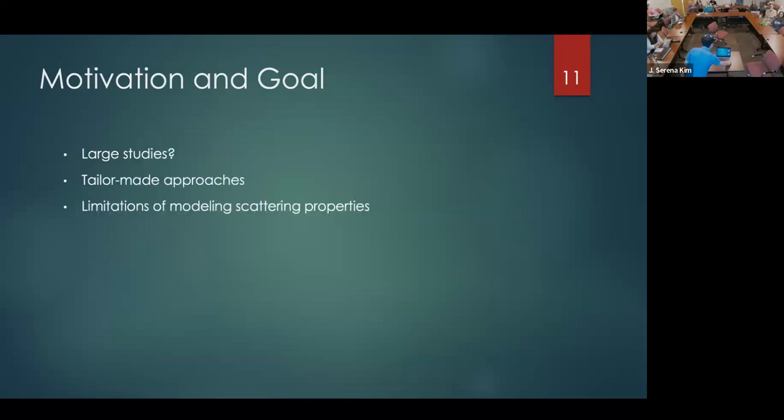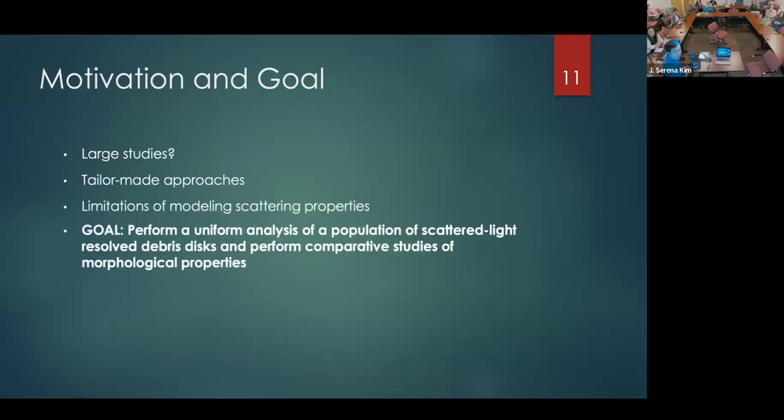So what I want to talk about in my talk is starting to get at some of these bigger studies of multiple systems all at once. So kind of doing a quasi-population analysis.